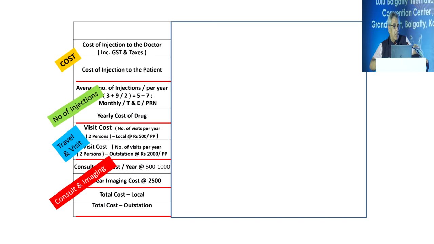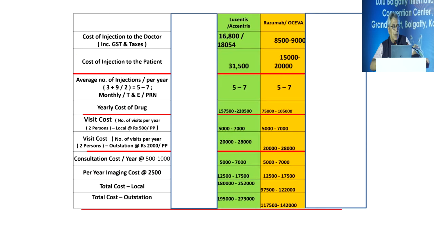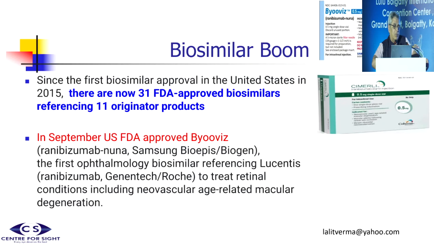The reason is that not only is the cost of injection to the patient per se, number of injections, travel of the patient, visit cost, relative cost, and consultation imaging. If you compound all these things, yearly cost comes to nearly more than 2 lakhs of rupees or maybe 2.5 lakhs of rupees for this innovative molecule of ranibizumab. But entered this biosimilar market, the cost does come out, and if you calculate this, patient gets a benefit of nearly 40 to 50%.